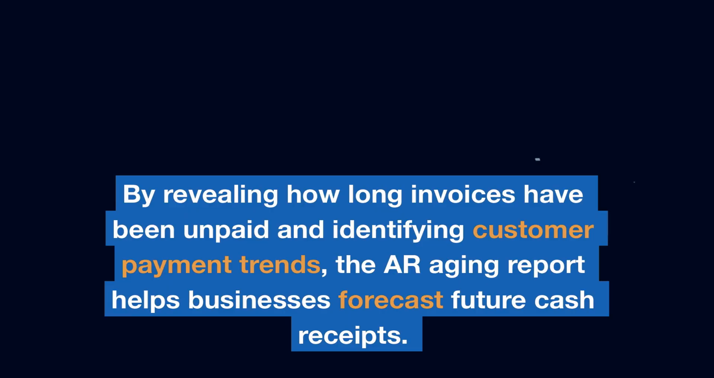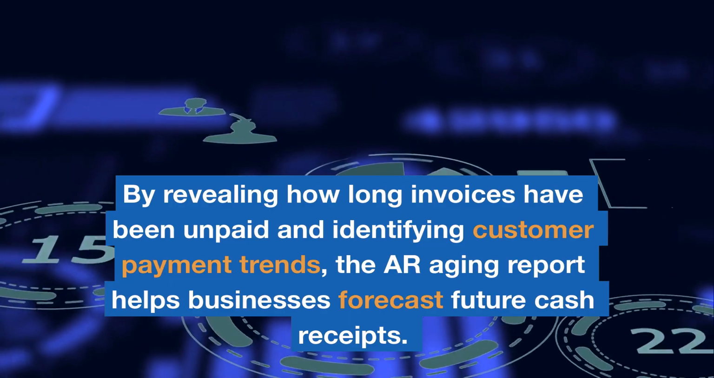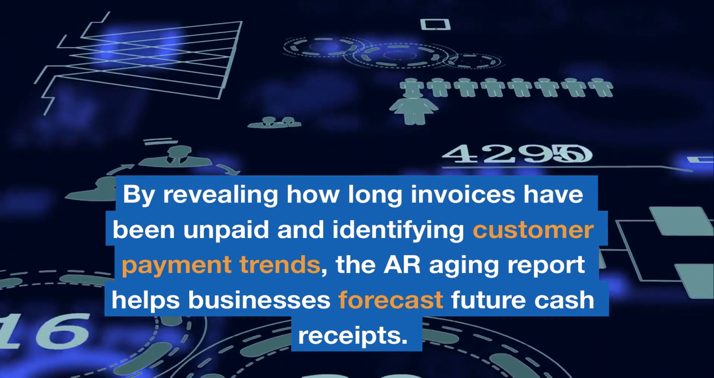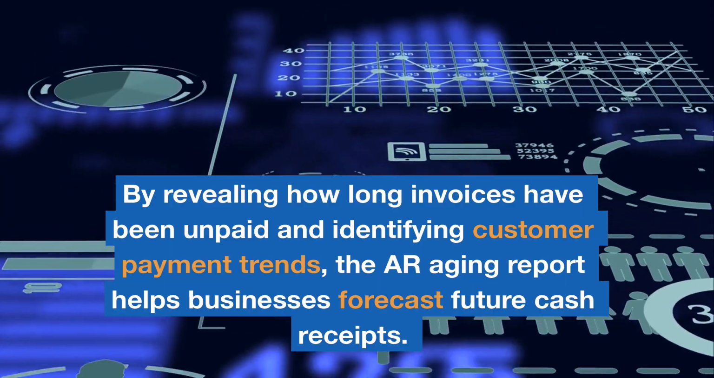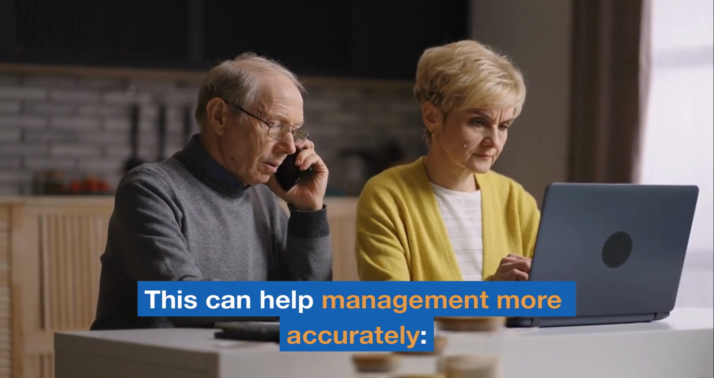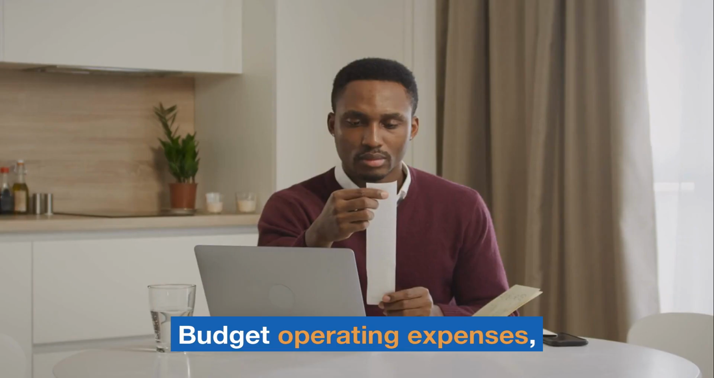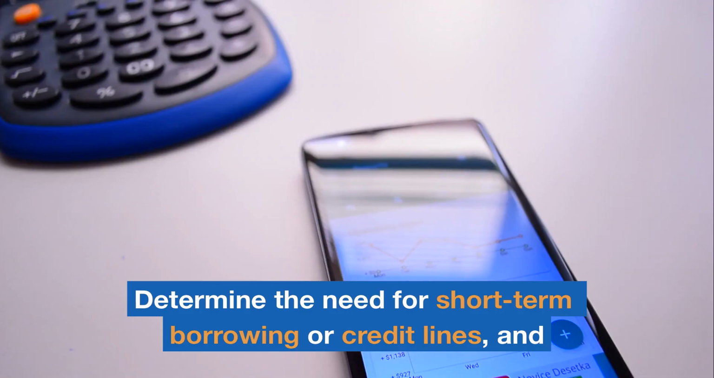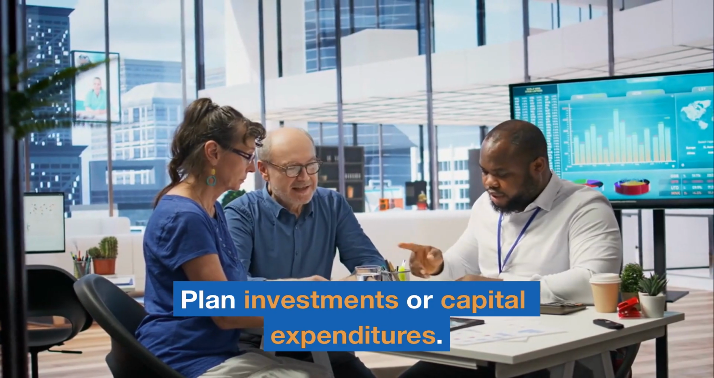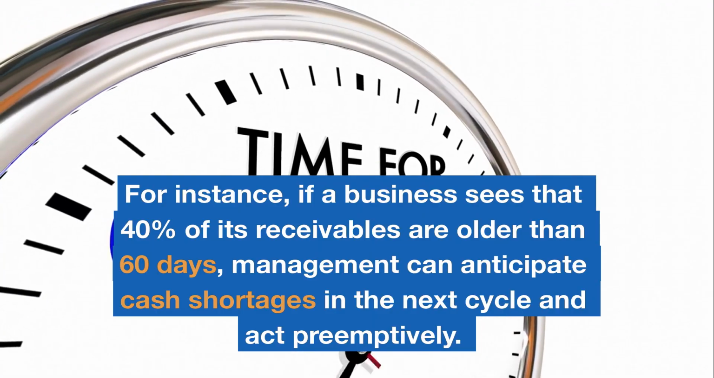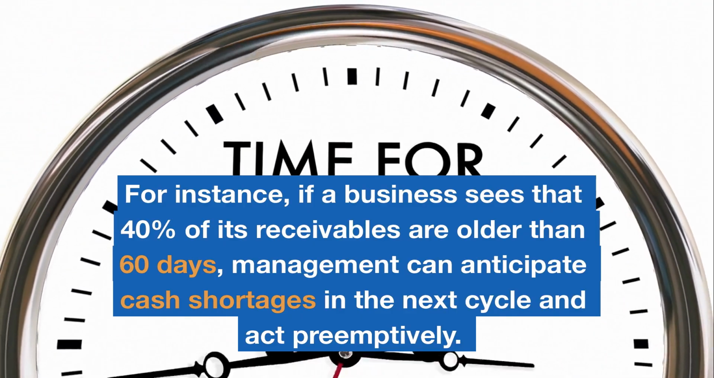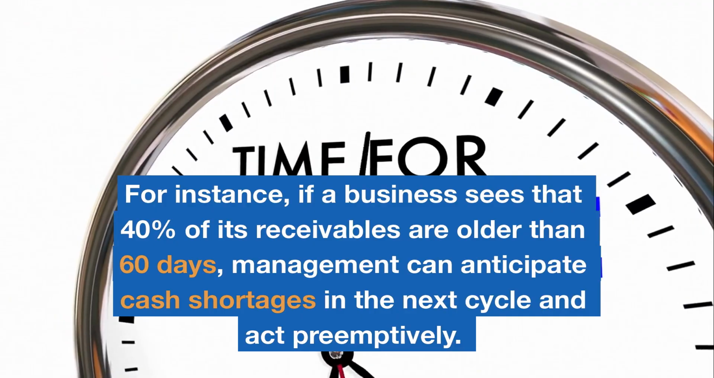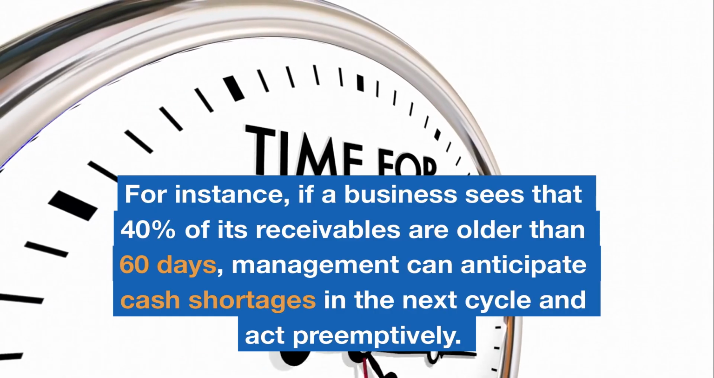Optimizing cash flows. By revealing how long invoices have been unpaid and identifying customer payment trends, the AR aging report helps businesses forecast future cash receipts. This can help management more accurately budget operating expenses, determine the need for short-term borrowing or credit lines, and plan investments or capital expenditures. For instance, if a business sees that 40% of its receivables are older than 60 days, management can anticipate cash shortages in the next cycle and act preemptively.